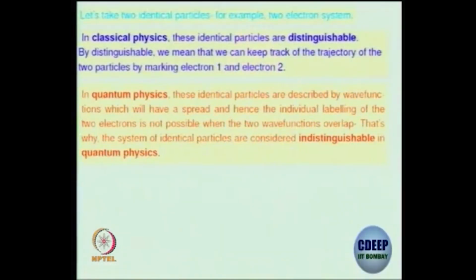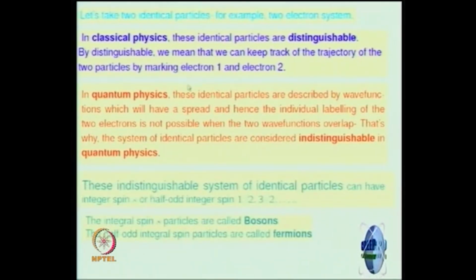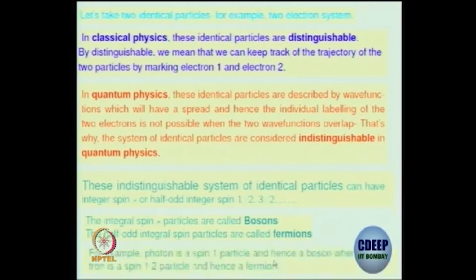How do we write this wave function? So I have already said that identical particles are distinguishable classically because we can keep track of the trajectory of the 2 particles by putting some color or marking on them. But in quantum physics, they will have wave functions and they start overlapping. So they become indistinguishable. And you can try to classify them as integral spin or half-odd integral spin. The integral spins are called bosons, half-odd integral spins are fermions.